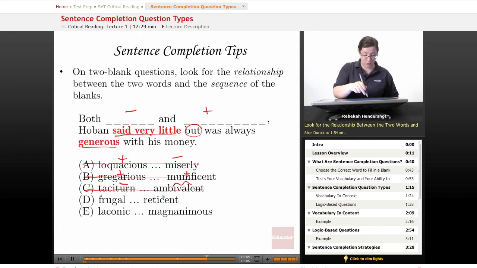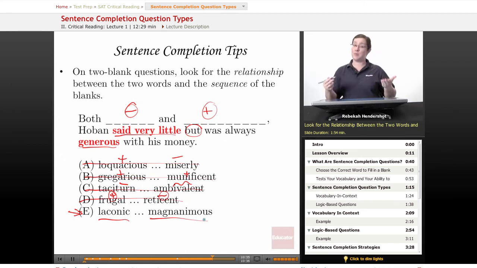Frugal and reticent. Well, frugal is usually considered a positive thing, and it also means really tight with your money, which is the opposite of generous, and it's also in the wrong place. Reticent is another negative, so here we have the sequence reversed. We're supposed to have negative-positive, and this is a positive-negative. So we can eliminate D, and that leaves us, by process of elimination, with E. Laconic and magnanimous, and indeed, laconic means saying very little, and magnanimous means generous, especially with money.